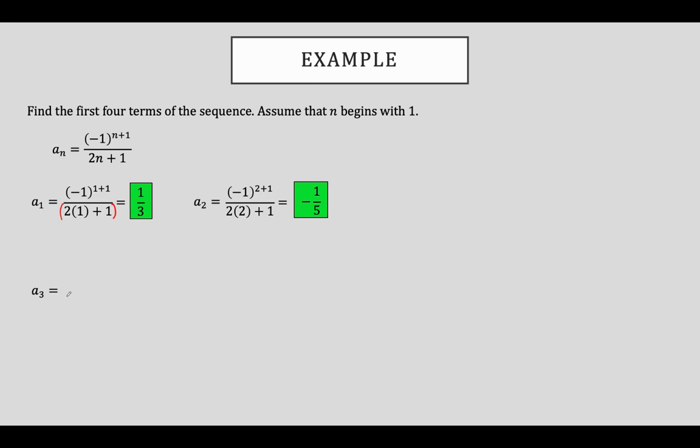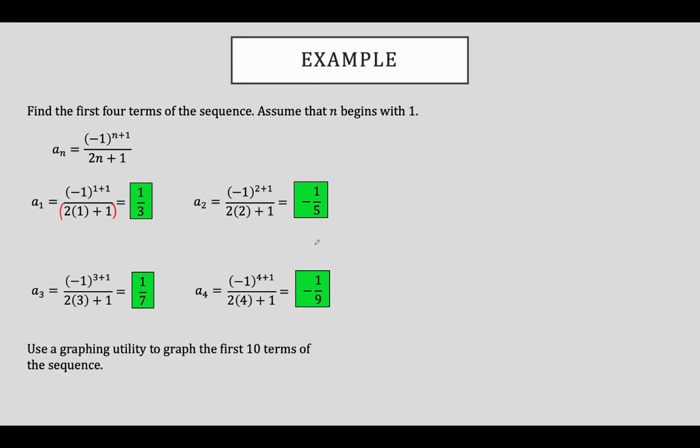A sub 3, the third term of the sequence, we plug in 3 for n. Negative 1 raised to the 3 plus 1 divided by 2 times 3 plus 1. This gives us 1/7. A sub 4 would be the fourth term of the sequence. We plug in 4 for n. We get negative 1 raised to the 4 plus 1 divided by 2 times 4 plus 1, leaving us with negative 1/9.